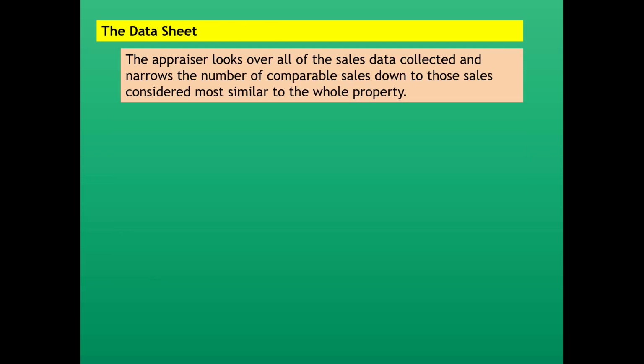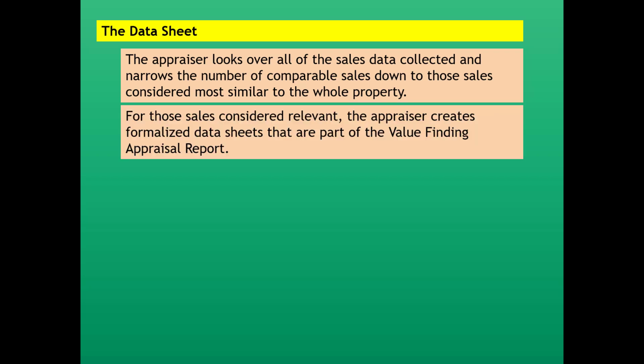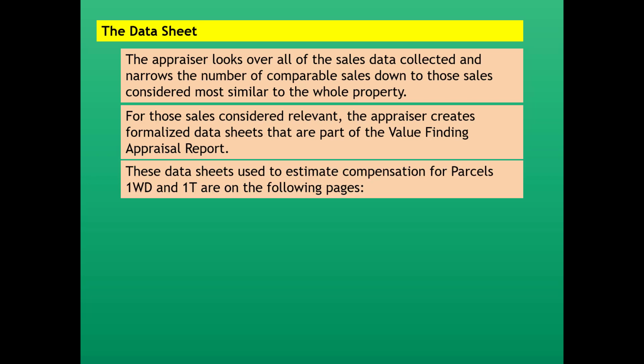Next, we're going to talk about the data sheet. The appraiser looks over all the sales data collected and narrows the number of comparables down to those sales considered most similar to the whole property. For those sales considered relevant, the appraiser creates formalized data sheets that will become part of the value finding appraisal report. These data sheets are used to estimate compensation for parcels 1W, D, and T, and those sheets are on the following pages. So here's the first data sheet.